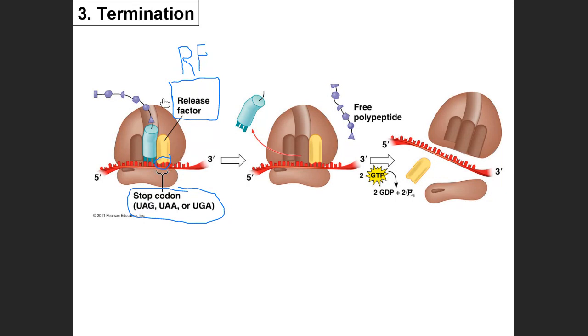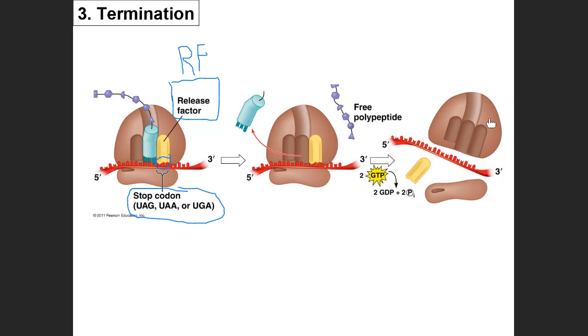However, release factor, who's been waiting around for its turn, sees a stop codon go into the A site on the ribosome, and it will jump in. It's a protein, not tRNA. It will bind to the stop codon, triggering the ribosome to release the polypeptide, or protein if you want to call it that. Then it will trigger the disassembly of the translation initiation complex.